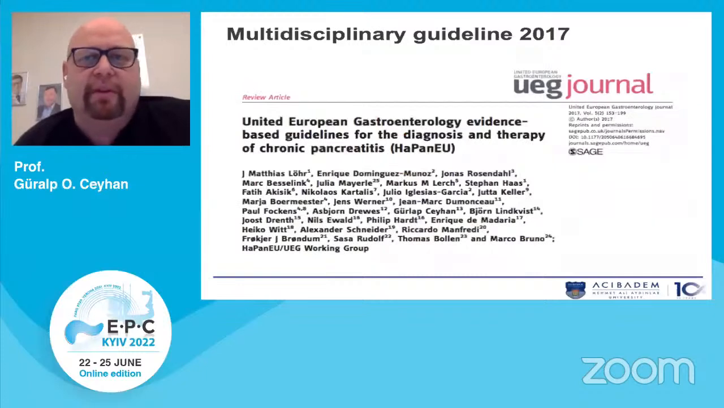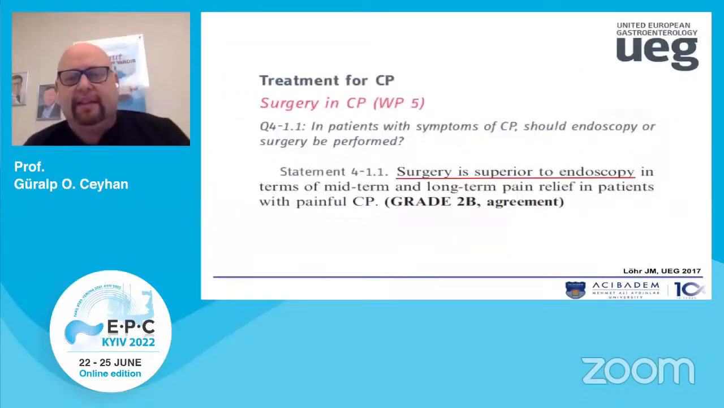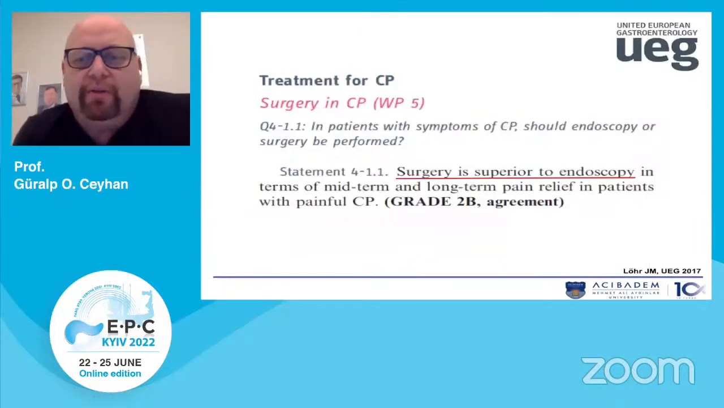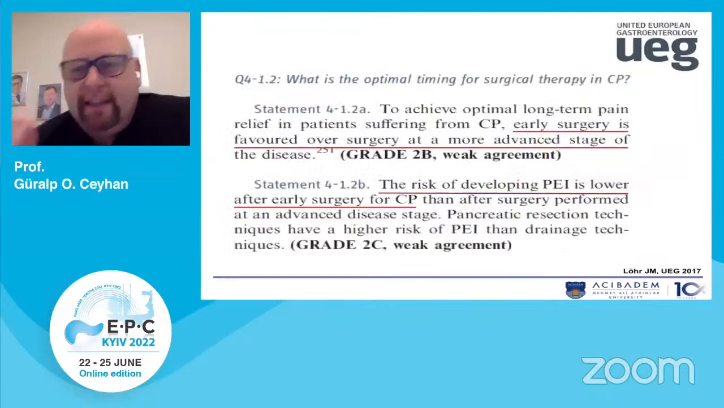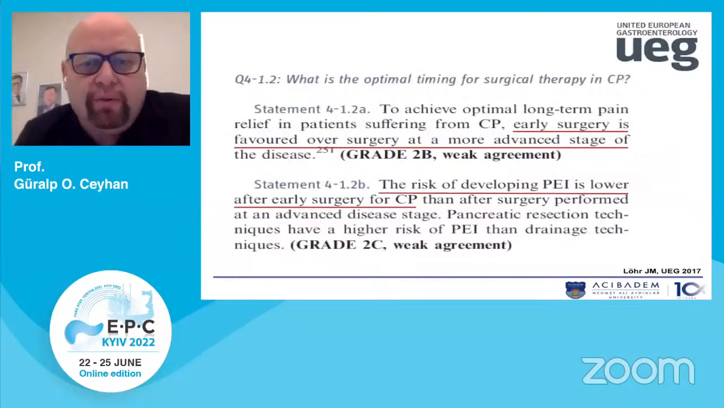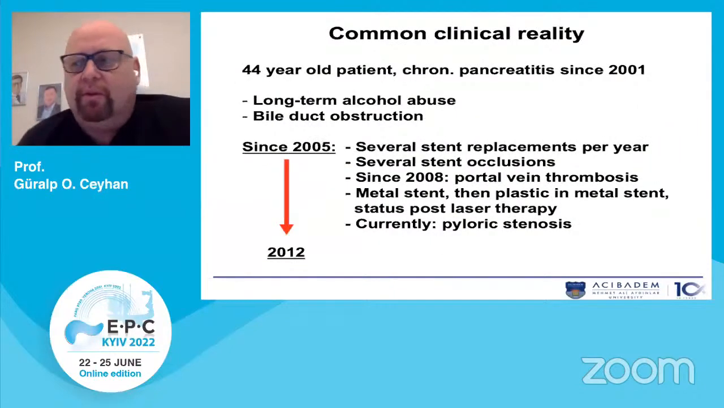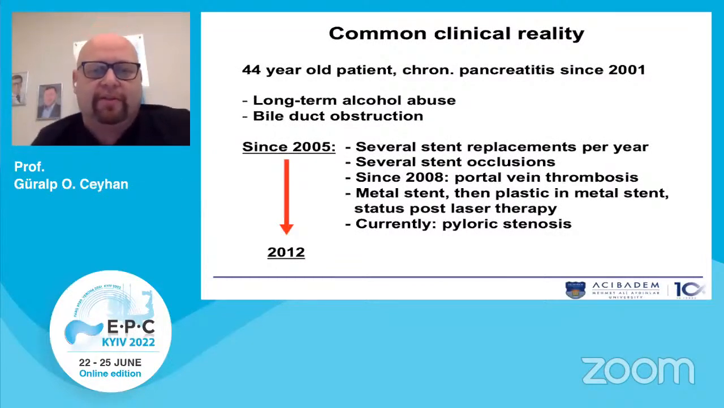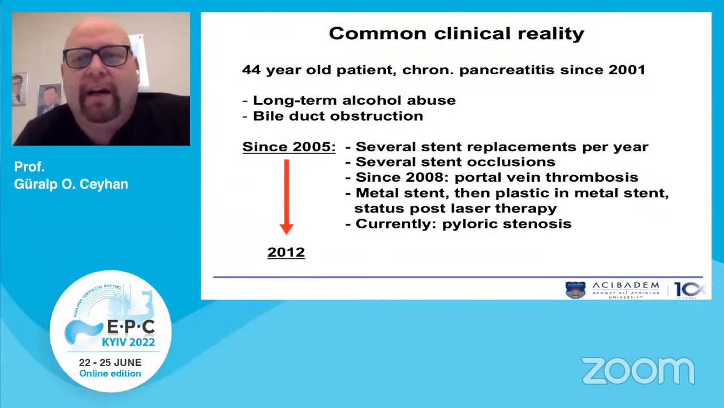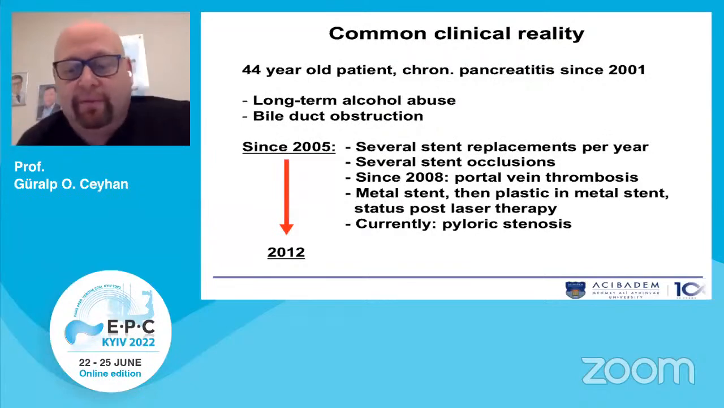Our multidisciplinary guideline from 2017, published in the UEG journal, clearly showed an agreement that surgery is superior to endoscopy with the data we have so far, and most importantly, that early surgery is favored over surgery at a more advanced stage. But this is still not the reality. Look at this patient, a 44-year-old, so quite young, with long-term alcohol abuse, first diagnosed with pancreatitis in 2001, with several stents, 7 occlusions, portal vein thrombosis, metal stents, plastic stents, and so on and so on. And suddenly, after a long story, he now has pyloric stenosis and sees the surgeon for the first time.